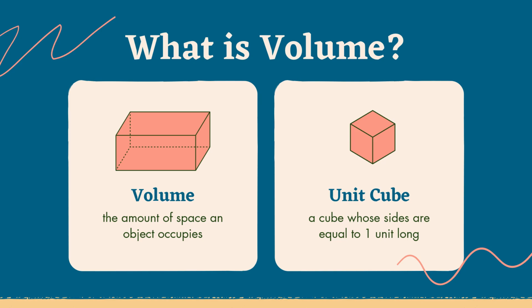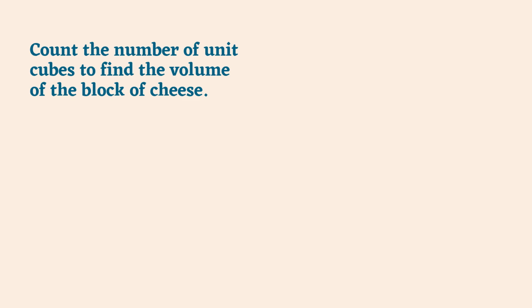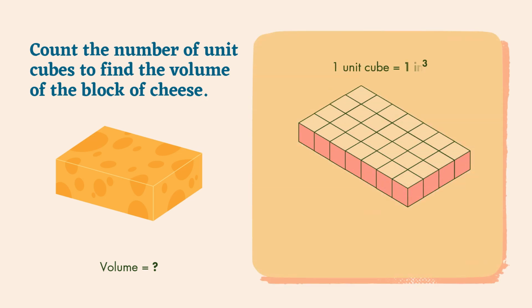What is a unit cube? A unit cube is a cube whose sides are equal to 1 unit long. Count the number of unit cubes to find the volume of the block of cheese. So we're going to find the volume. In finding the volume, we can use this illustration. Remember that 1 unit cube is equal to 1 cubic inch. How many small unit cubes are there in this figure? Alright, there are 28 unit cubes. Therefore, the cheese volume is 28 cubic inches.